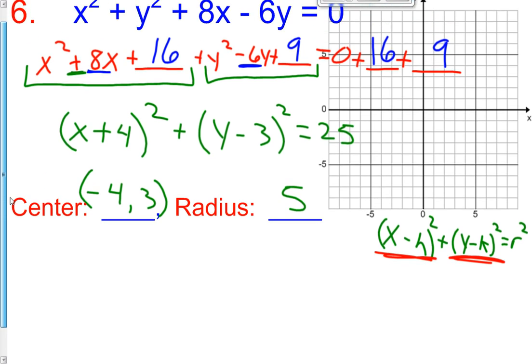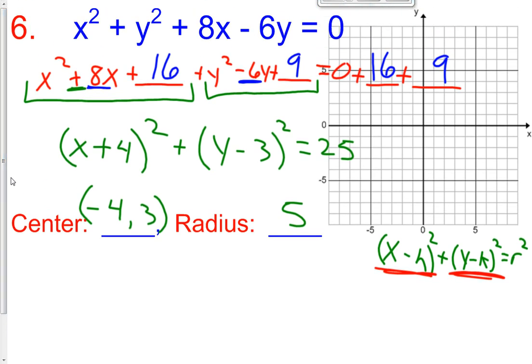So, graphing this circle now. Go left 4, up 3. There is the center of my circle. And then go right 5, left 5, up 5, down 5. And there is our circle.